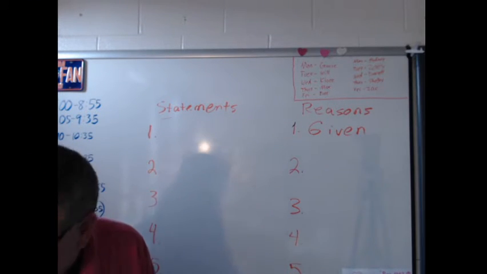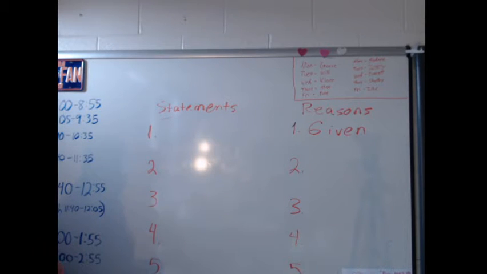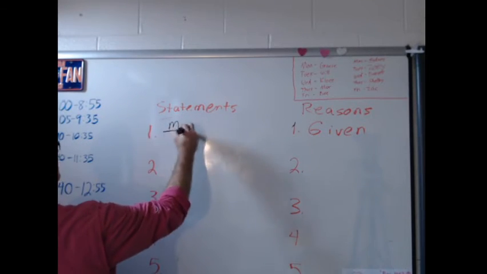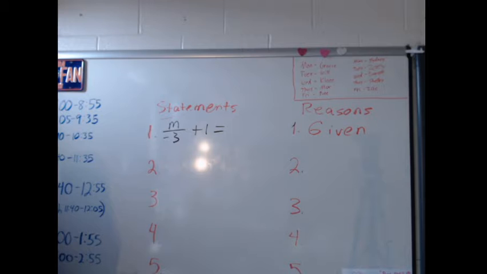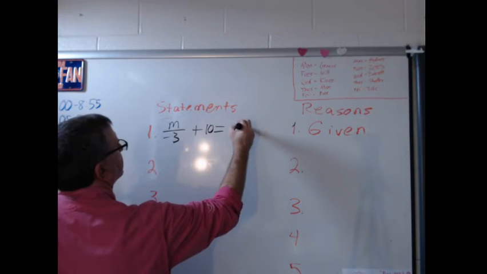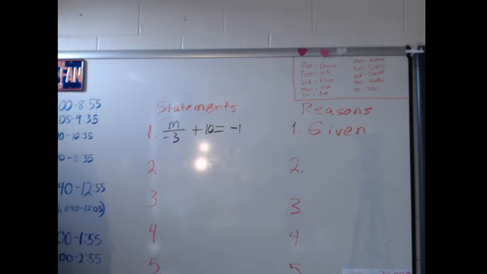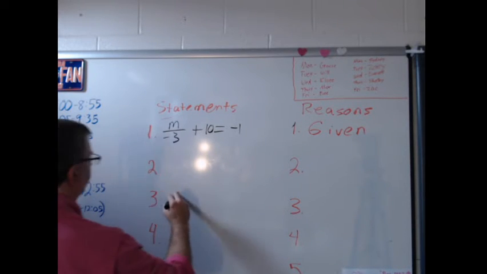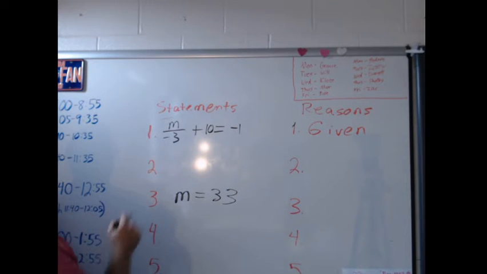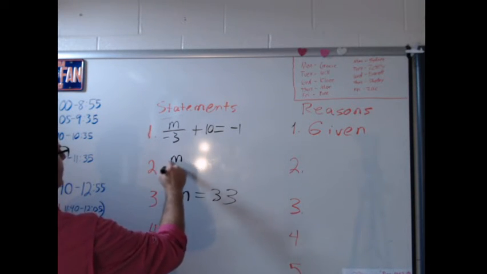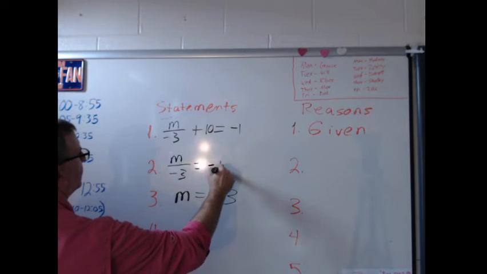All right. So now let's take a look at problem 3. We're given m over -3 plus 10 equals -1. It's a 3-step proof. So m is equal to 33. Step 1 is always what is given. The last step is what we're asked to prove. And from step 1 to step 2, we get that.